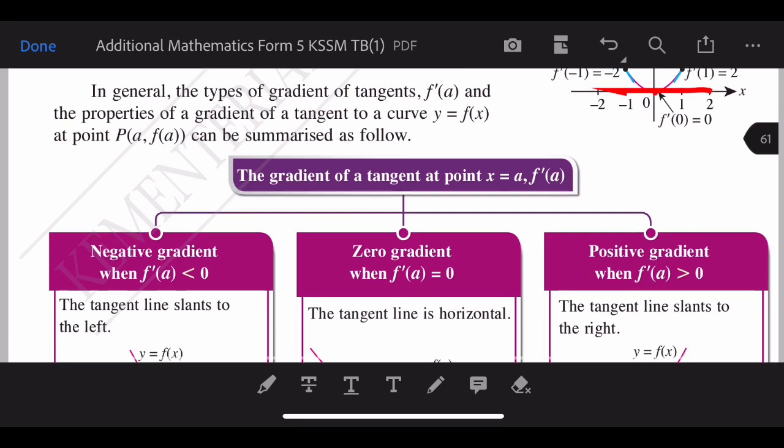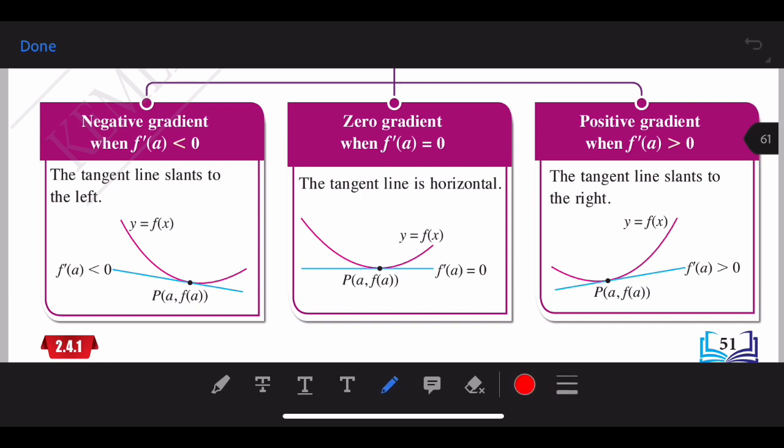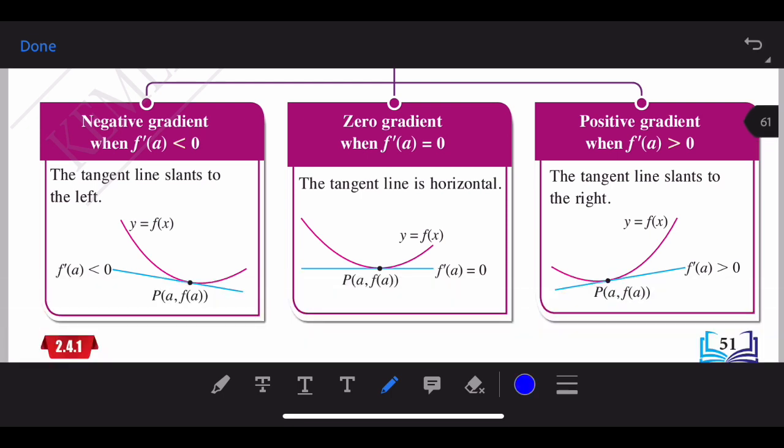Let's see this one, very very useful. When the tangent line slants to the left, the dy/dx will have a negative value, right? Let me highlight to you, this is the blue line. This is the tangent slanting to the left. The gradient is actually dy/dx. It's less than 0. Obviously, it's negative. The gradient for the line going down is negative. So dy/dx means gradient.